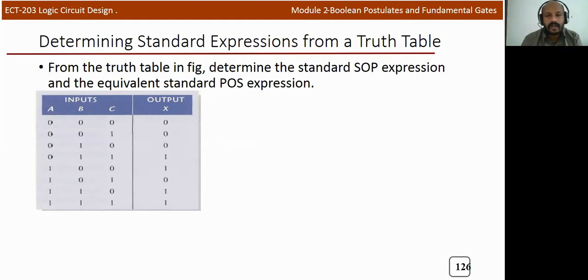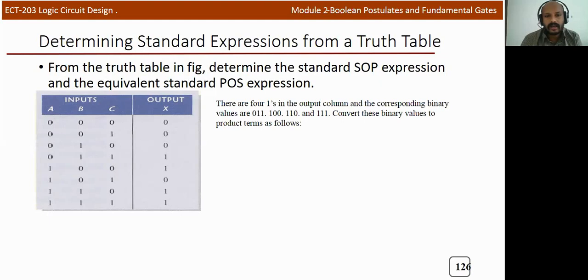Now, from the truth table, we can determine the standard SOP expression and the equivalent standard POS form. We already wrote the SOP, and from SOP we got the truth table. Now we need to write the standard expression from the truth table. First we will try the SOP expression, and the second part we will try for POS. So this is the truth table given. We need to check where the function value is equal to 1. So we are getting 4 different cases.